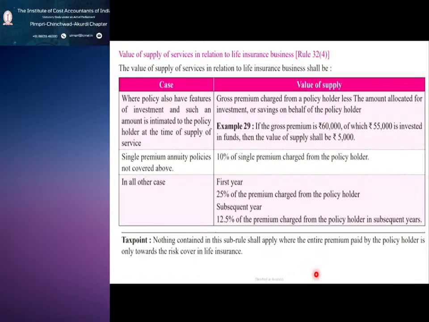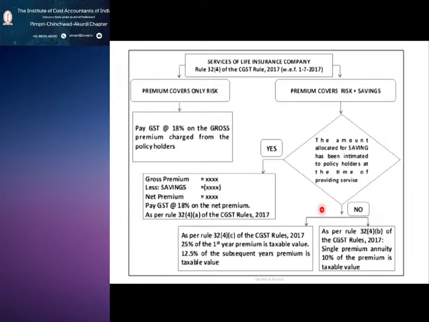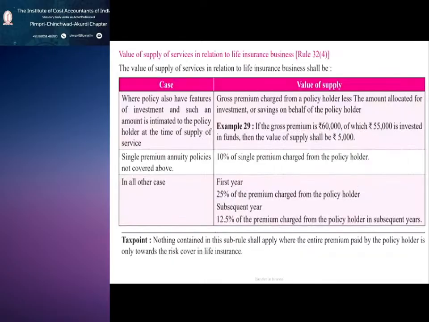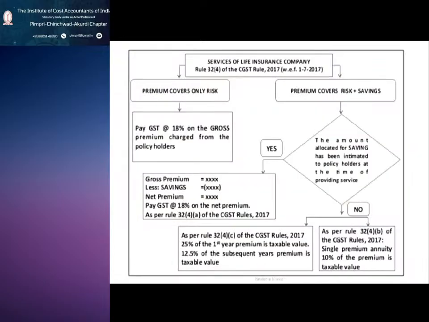Now have a look at this. You have referred to this chart now, right? This chart is very simple. Your premium covers only risk, or your premium covers risk plus savings. You can go back and have a look at what is there in your material also, the gross premium charged and the amount allocated. It is given at a summary level. If you want to understand very clearly, refer to our final material. It will be very easy.